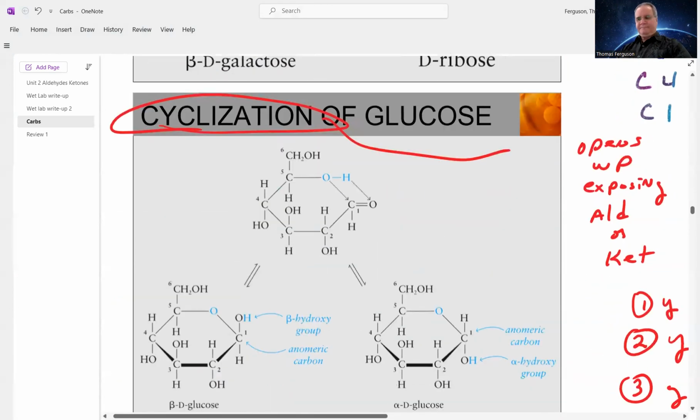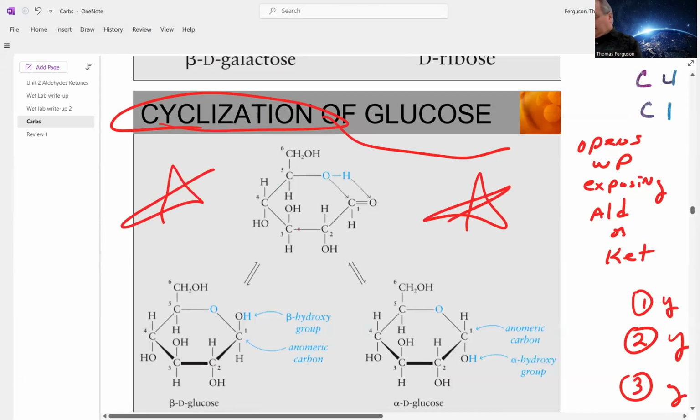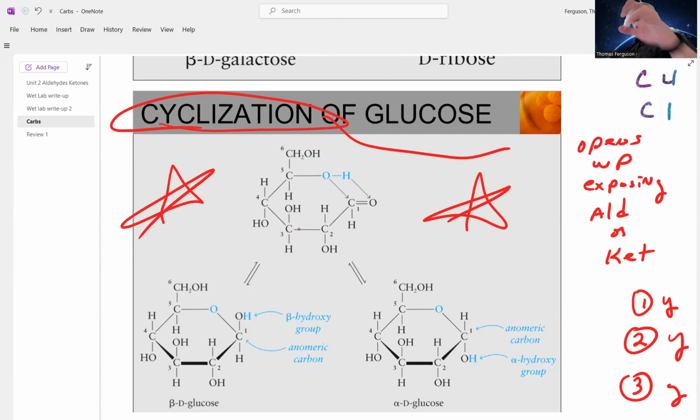Okay, now, this is a big deal. All the cyclic structures can open up. The cyclic structures are more stable, so they spend more time in the cyclic form than in the open form. However, the open form exposes an aldehyde or a ketone. Most of the time it exposes an aldehyde, but sometimes it's a ketone. So this is really important to understand because once the aldehyde is exposed, then it can undergo aldehyde reactions.